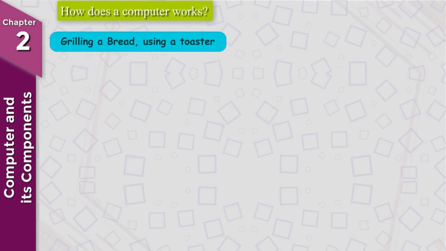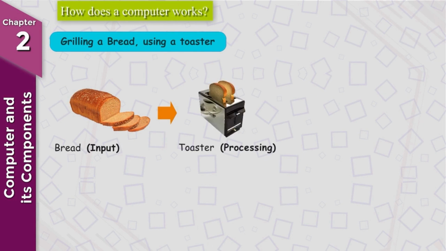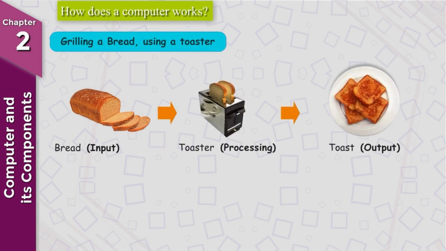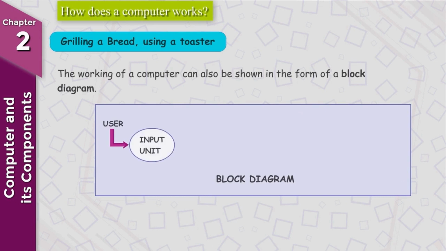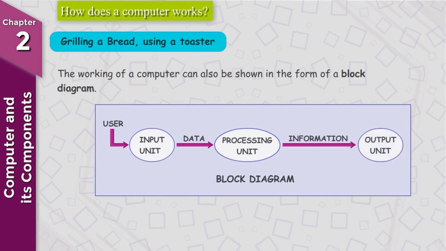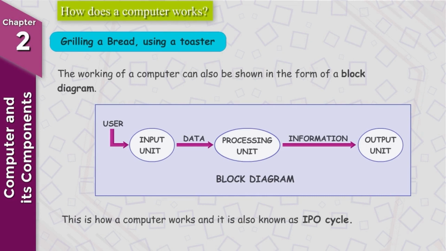Output. Grilling a bread, using a toaster. Bread, input. Toaster, processing. Toast, output. The working of a computer can also be shown in the form of a block diagram. User. Input unit. Data. Processing unit. Information. Output unit. This is how a computer works, and it is also known as IPO cycle.